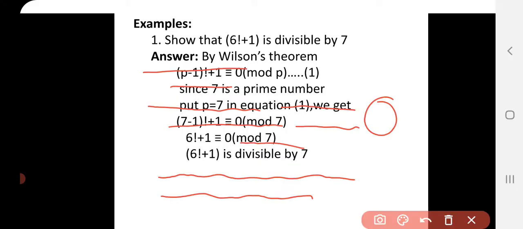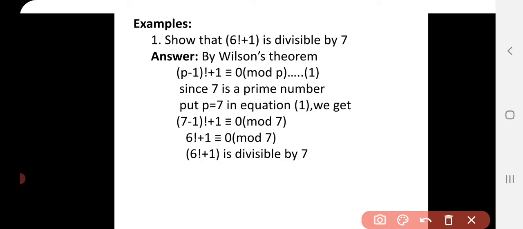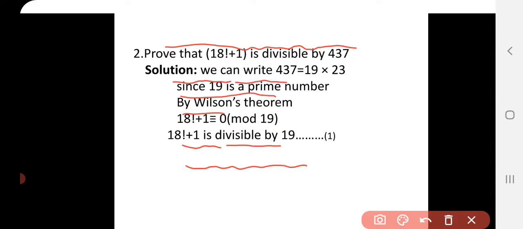Now, let us solve some examples on Wilson's theorem. First one: show that 6 factorial plus 1 is divisible by 7. By Wilson's theorem, (p minus 1) factorial plus 1 is congruent to 0 mod p. Since 7 is a prime number, put p equal to 7 in equation 1. So this is 6 factorial plus 1 is congruent to 0 mod 7. So it follows that 6 factorial plus 1 is divisible by 7.